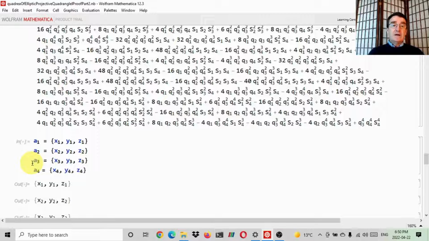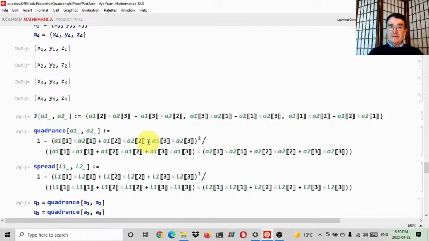And then we're going to define the join of two points using the quadratic form of elliptic geometry, and that's given by this expression. Similarly, we're going to compute the quadrance between projective points. It's given by this function, and again, it's using the quadratic form of elliptic geometry, so it has a plus here and a plus here. And similarly, the spread between two lines is given by this expression. Again, it uses the quadratic form of elliptic geometry.